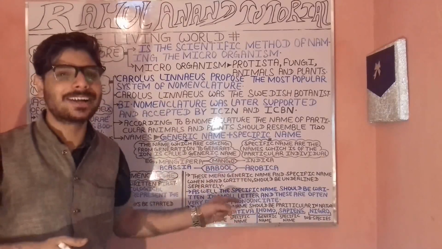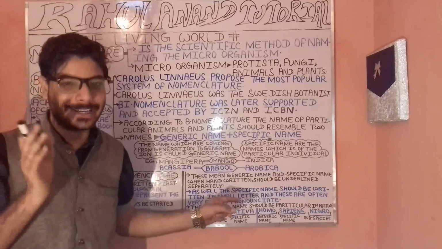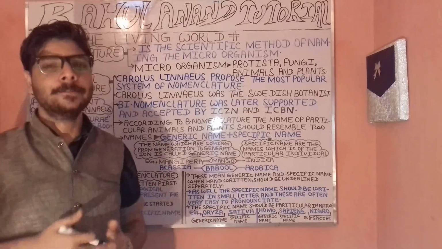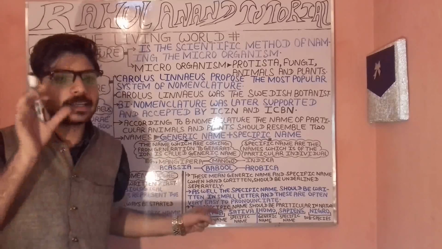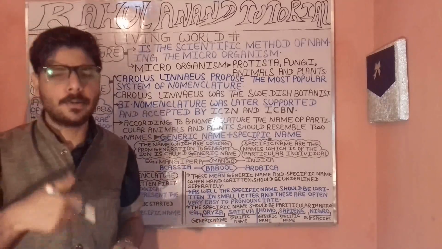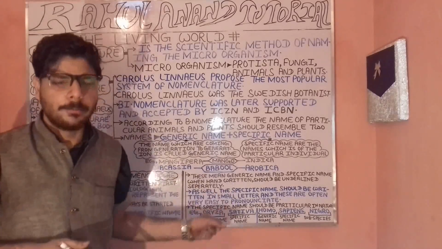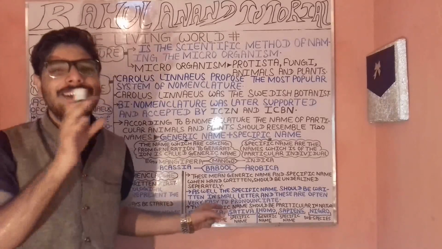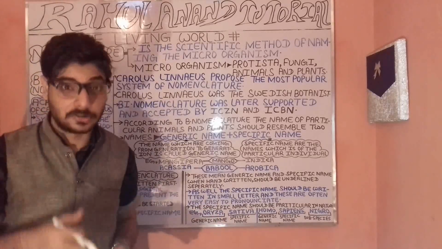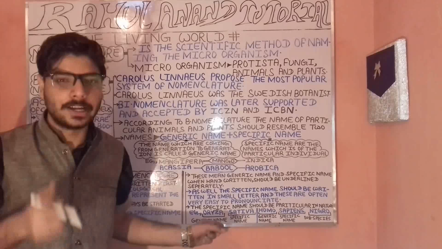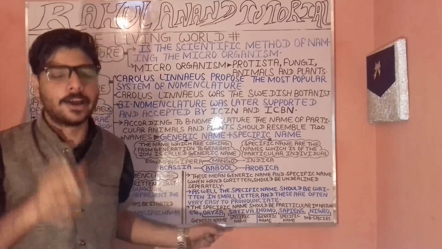So what case will this come under? This will come under the specific names. Now let's understand these cases in terms of examples. You have Mangifera indica, which is the mango. Then we have the babool, which is Acacia arabica.